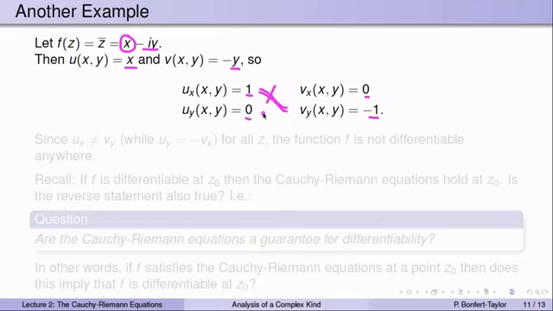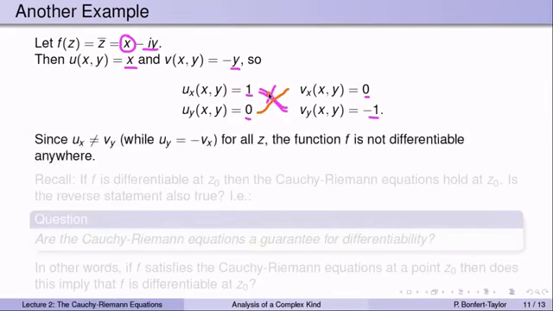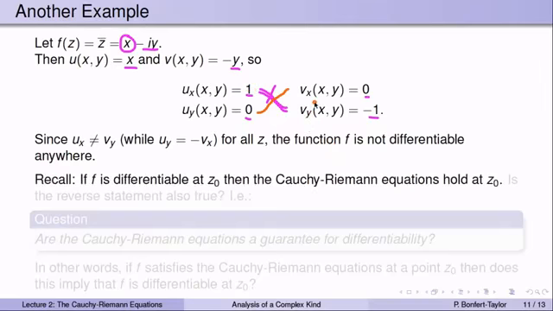Uy and vx, indeed, are opposites of each other. 0 is the same as minus 0. But ux is not equal to vy, while uy could be regarded as minus vx. And therefore, the function cannot be differentiable anywhere. We don't have to check if f of z plus h minus f of z over h exists in the limit. We know, since the Cauchy Riemann equations are not satisfied, this function cannot be differentiable. Because if it were differentiable, then we would know from the previous theorem that the Cauchy Riemann equations would have to be satisfied.